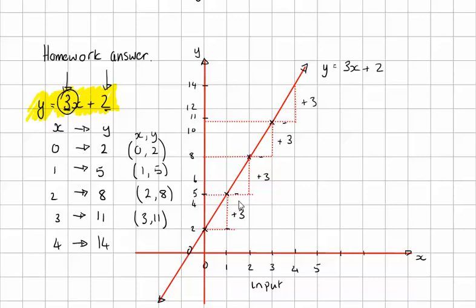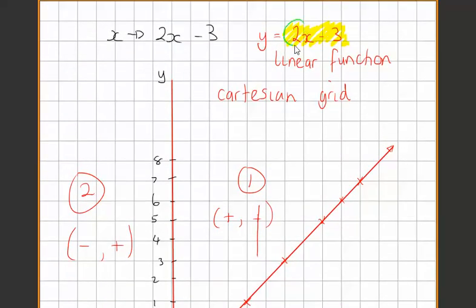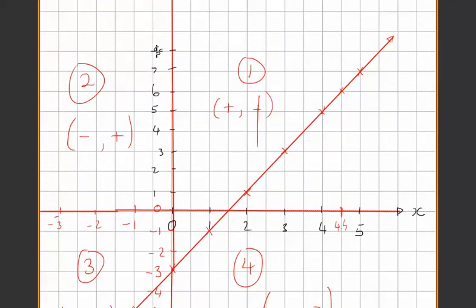Does it work the same with the other one? Let's have a look. On this graph, it looks a bit messier. We've got 2x there, so what do you think it should go up by? 2. So you always have to take the first number in the equation. Look, at 0 we're at minus 3. When we go across to 1, what should we go up by? 2. And does it? Yeah. Go across to the next input, we go up by 2. So it goes up 2.